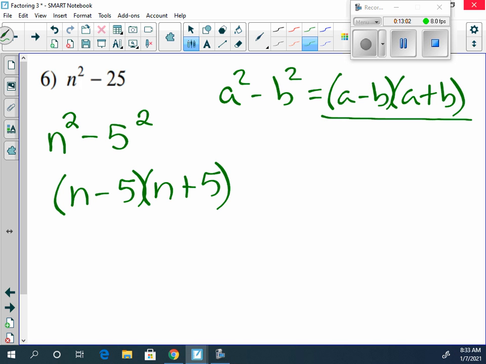That's why I said these difference of perfect squares are nice, because if I can see n squared is a perfect square and 25 is a perfect square, whatever those numbers are, add them, subtract them, we're done. Because it follows that pattern every single time. I'm not having to look at the different factors of the first term and the second term. Okay, well, they're two being subtracted. They're both perfect squares. Boom, boom, done.